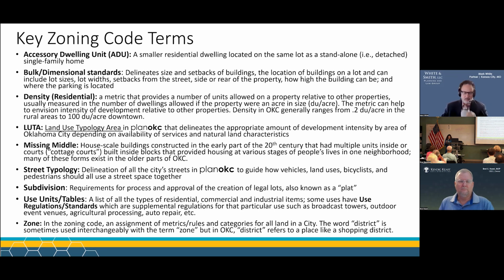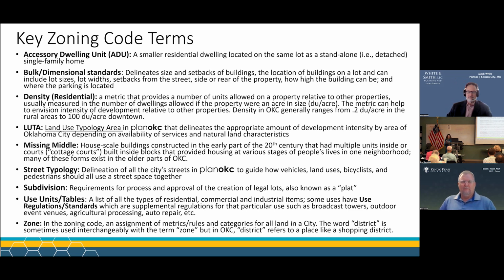The next term is density. I said this isn't a complete list of terms, but it is A to Z. So, density, normally when we talk about density, we're talking about residential density. It's a metric that provides a number of units allowed on a property, usually measured in the number of dwellings per acre. So you'll see DU/acre. So that's how many units would fit on an acre, but normally we're dealing with tiny, quarter acres. So that would be like divided in 4, right?